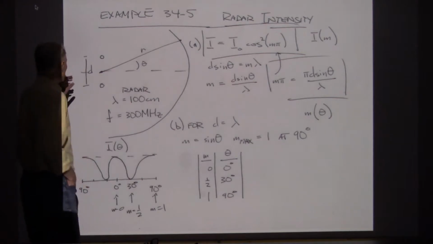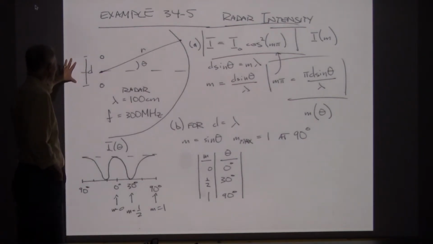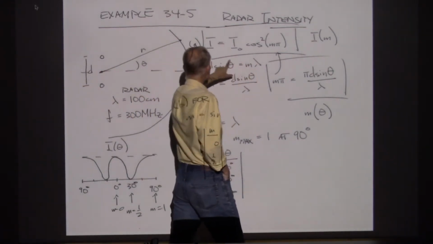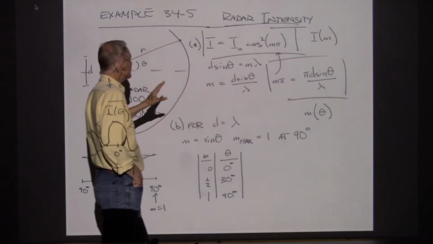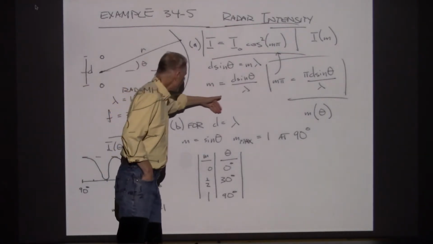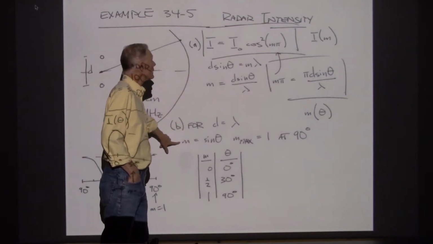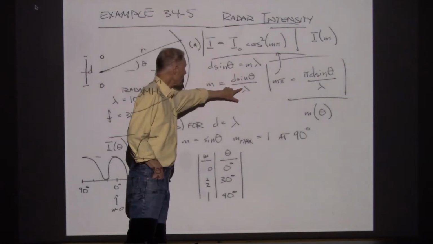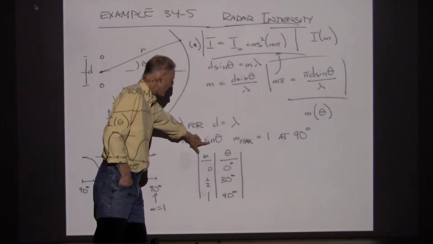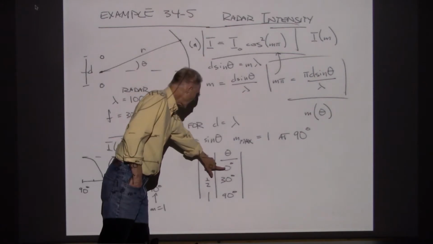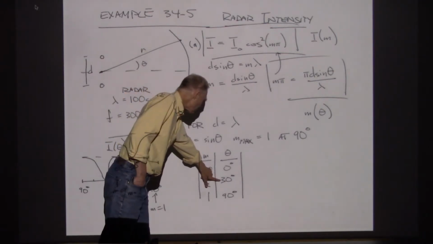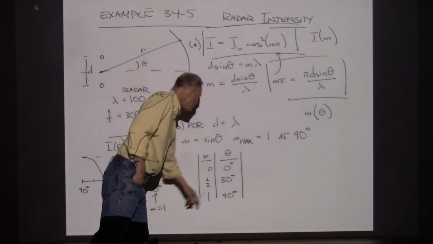Let's say that the wavelength is equal to d. So what's going to happen here is if the wavelength is equal to d, then the maximum value of m is going to be 1. So here we go. For d equal to lambda, m becomes d sine theta over lambda. The d and the lambda drop out. So that says m is just equal to the sine of theta. So when m is 0, theta is equal to 0. When m is 1/2, theta is the inverse sine of 1/2, which is 30 degrees. And then m equals 1 will land at 90.